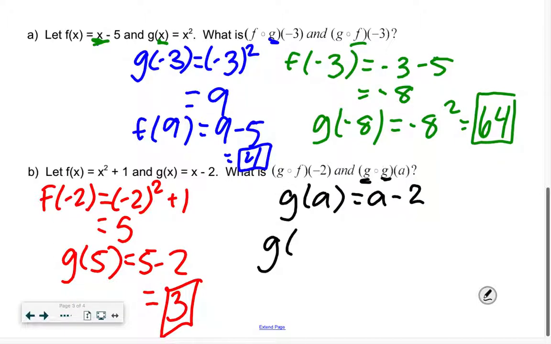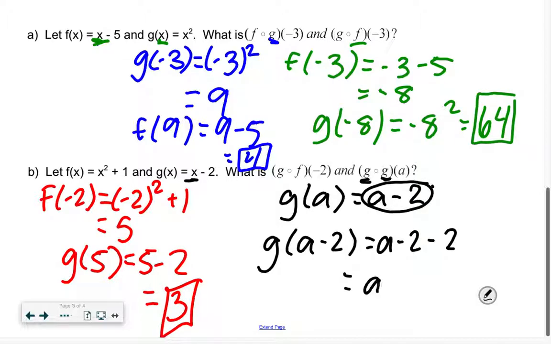Except for this time, what am I plugging in? Yeah, the whole thing. This is my whole answer. Yeah, it sucks, but that's my whole answer. Okay, and I'm plugging that in where? Yeah, the whole thing goes in for x. So I have A minus 2 minus 2. So I get A minus 4. Okay. Questions?